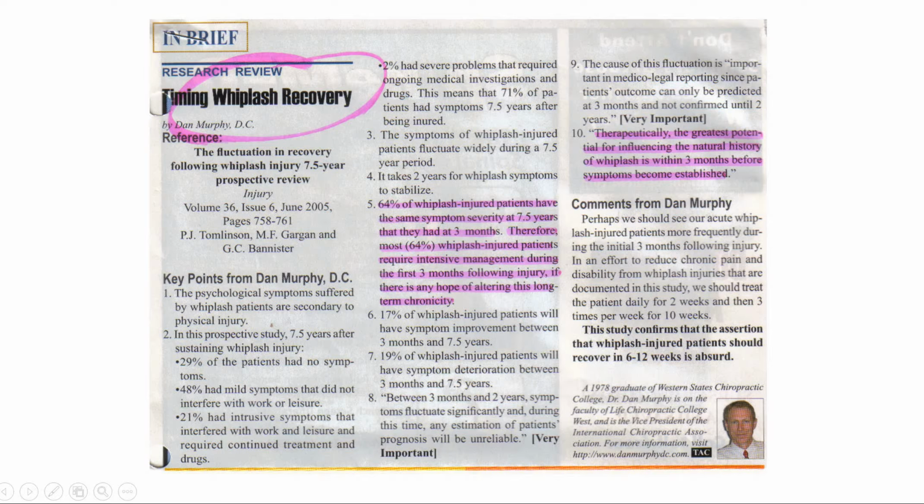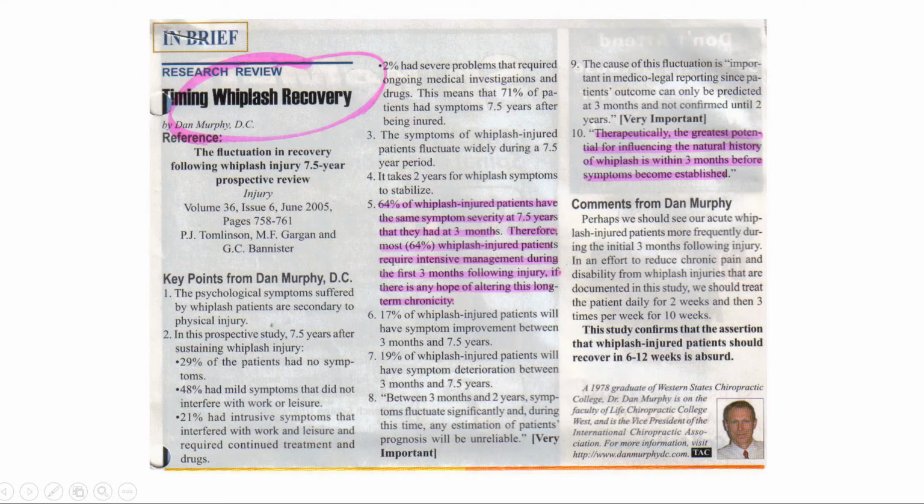17% of whiplash injured patients will have symptom improvement between 3 months and 7.5 years. And then 19% of whiplash injured patients will have symptom deterioration between 3 months and 7.5 years. Between 3 months and 2 years, symptoms fluctuate significantly, and during this time, the estimation of patient prognosis will be unreliable. Okay, let's fast forward here.